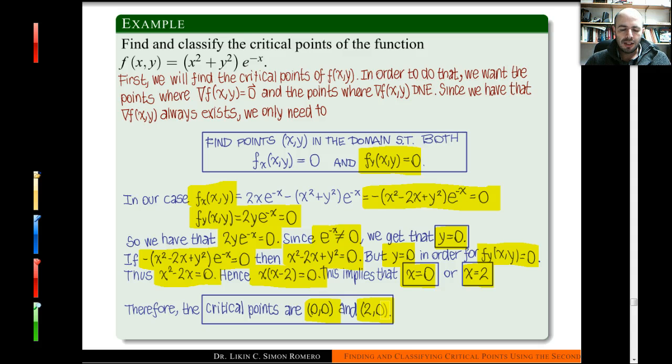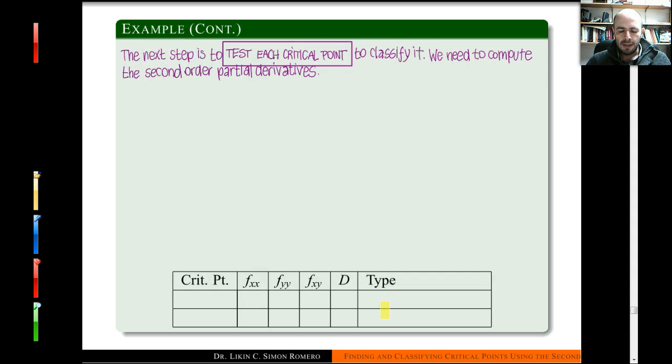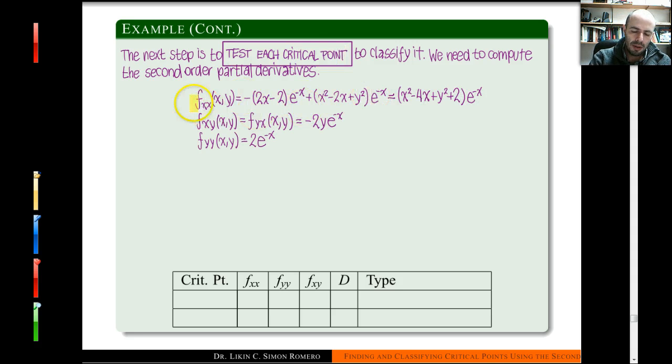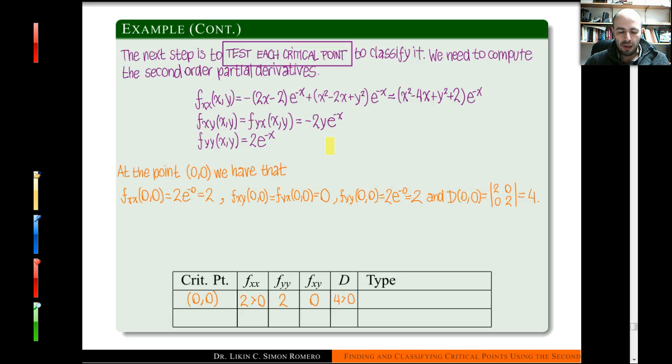Now we're going to use the second derivatives test to test each critical point. You have to compute the second order partial derivatives that are given right here. Believe me, those are the ones. Now I'm going to start plugging in the particular points. At the point (0, 0), the second order partial derivative with respect to x both times gives you 2, the mixed partial derivatives give you 0, and the partial derivative with respect to y gives you 2, so the discriminant is 4.